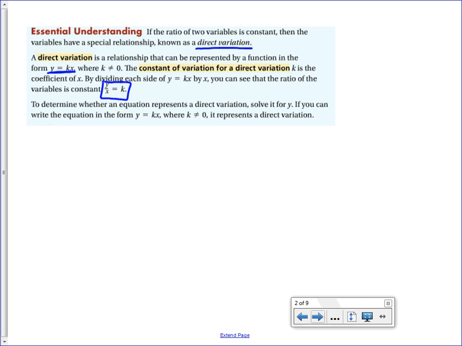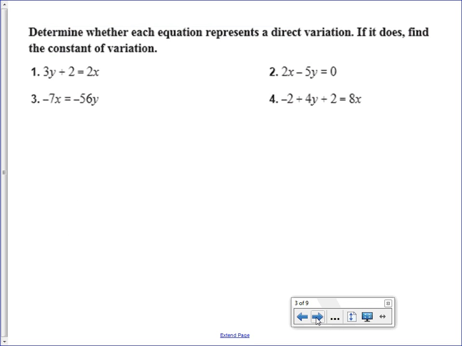So the big idea is this: direct variation equation, y equals kx. And to find k, you simply take your y divided by your x. Your k stands for your constant of variation. Okay, so today you're going to be asked to determine whether something is a direct variation, and if it is, you want to find the constant.